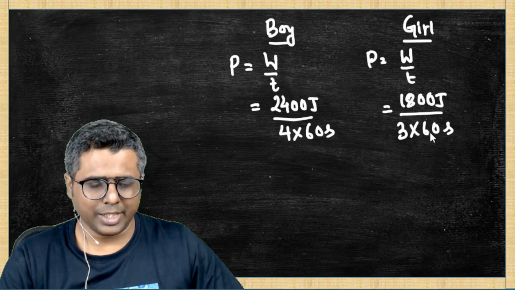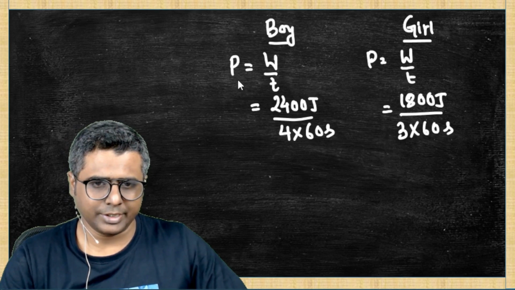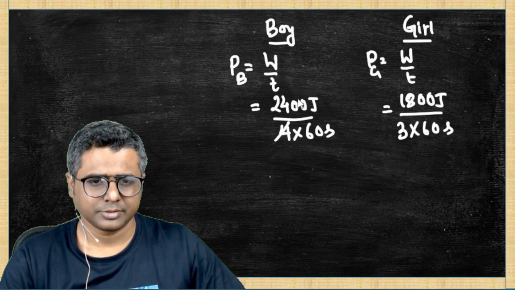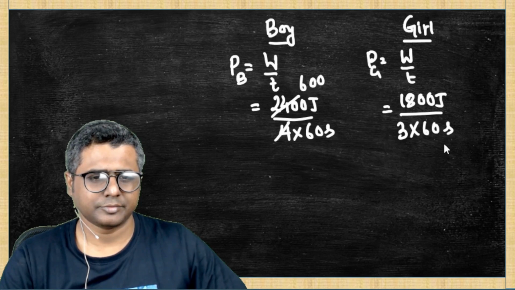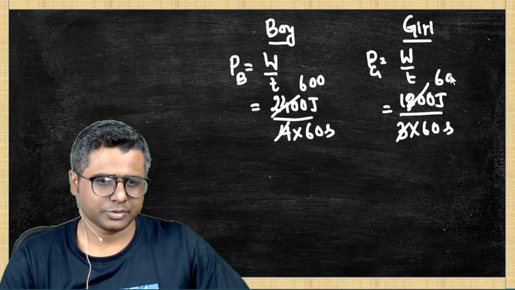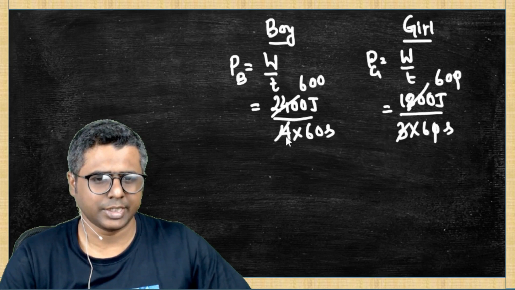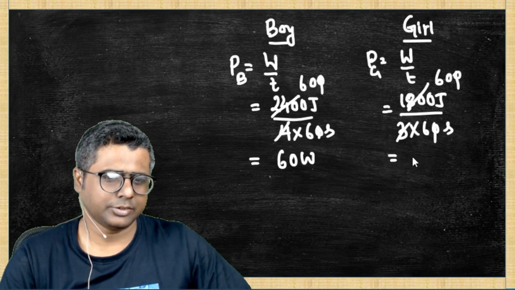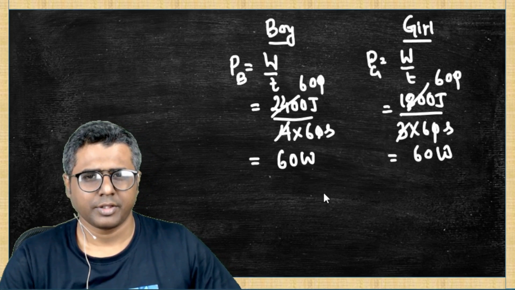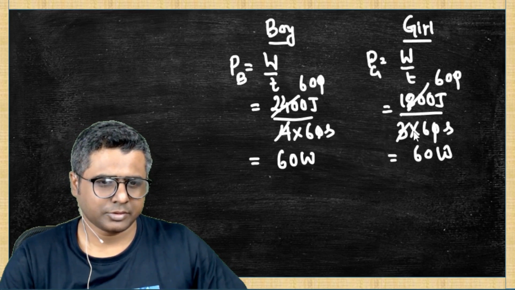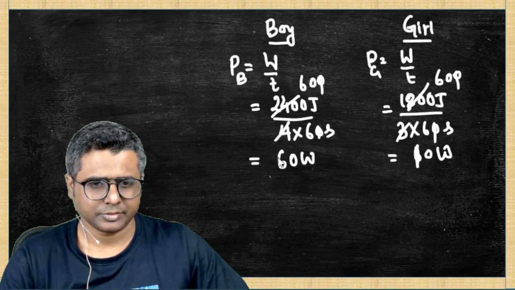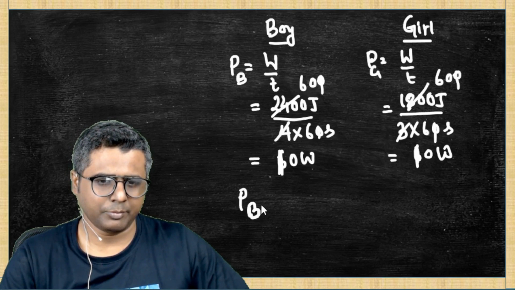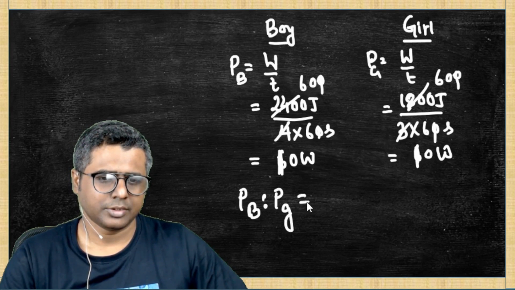So I can multiply and divide all those things, but you can directly find the ratio because both of these have 60, so I am not going to use it. This will be 600 and this will be also 600. Quite good, I think we can easily cancel it out. So this is coming out to be 10 watt, and this is also 10 watt, because 60 divided by 6 is 10. So power of the boy is to power of the girl is 1:1.